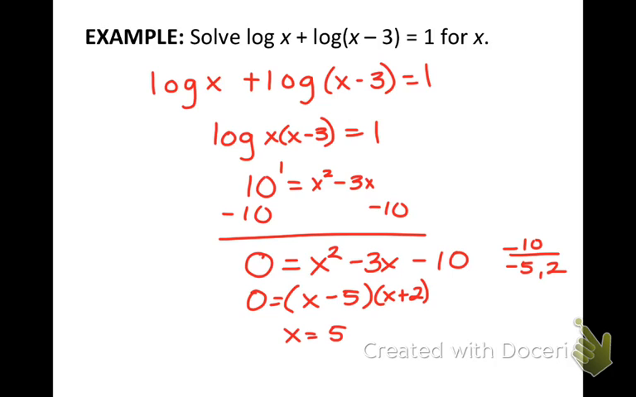Which one do I not like? The negative 2, because remember we can't take the log of a negative number. And if I put it into either of these, I'm going to get a log of a negative number. So that one does not work. It's an extraneous solution, so we just go with 5.